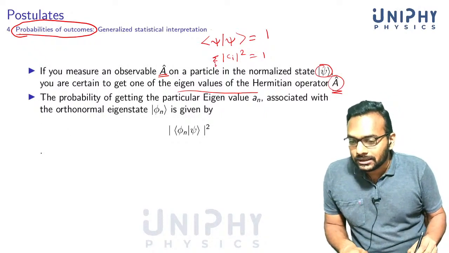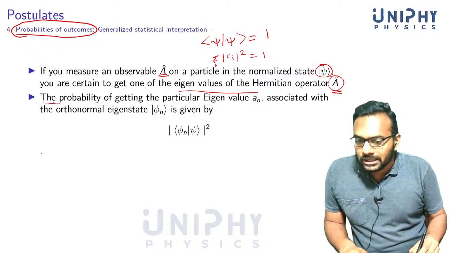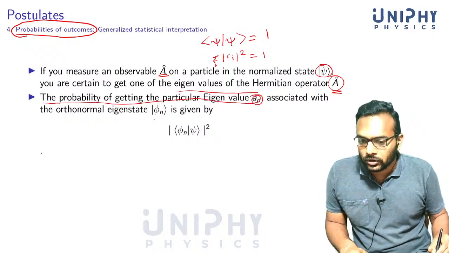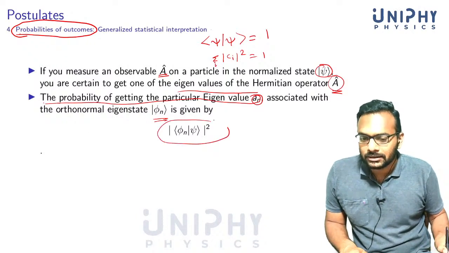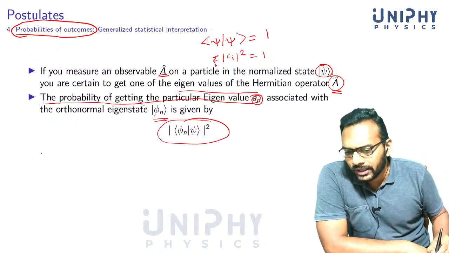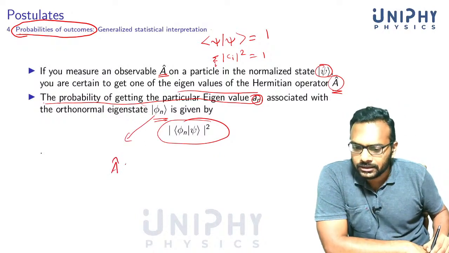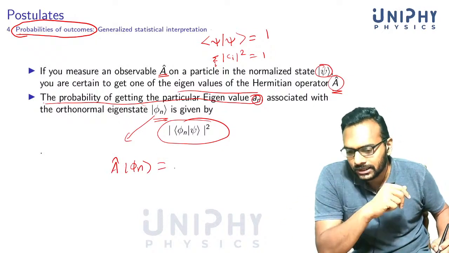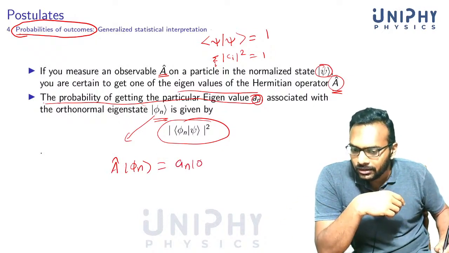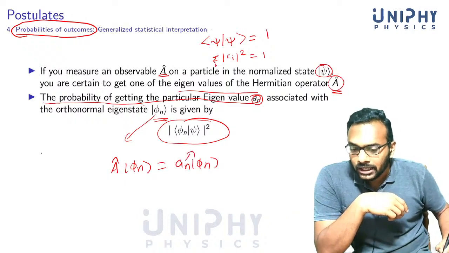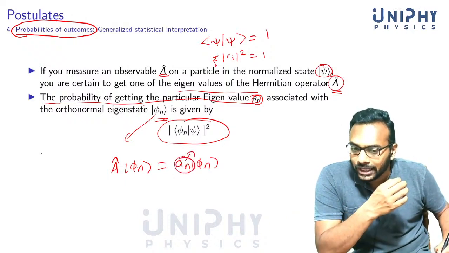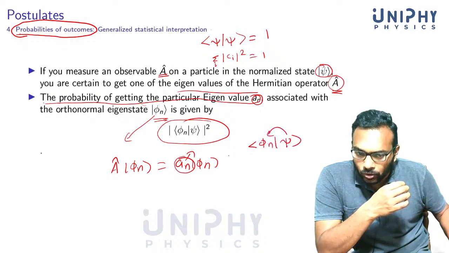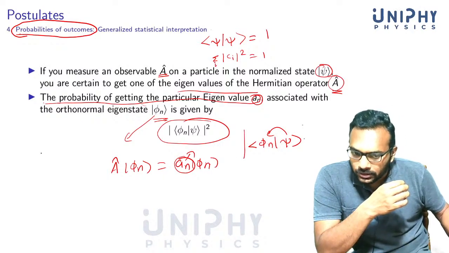This is the postulate that says that the probability of getting the particular eigenvalue a_n associated with the orthonormal state phi n is given by this. Here phi n is an eigenvector of this operator A that you are measuring. It could be energy, momentum, anything. This is given by A phi n equals a_n phi n, where a_n is the eigenvalue. And what's the probability for measuring an eigenvalue a_n? It is simply the projection of the given vector onto the corresponding eigenvector, and the modulus squared of it.